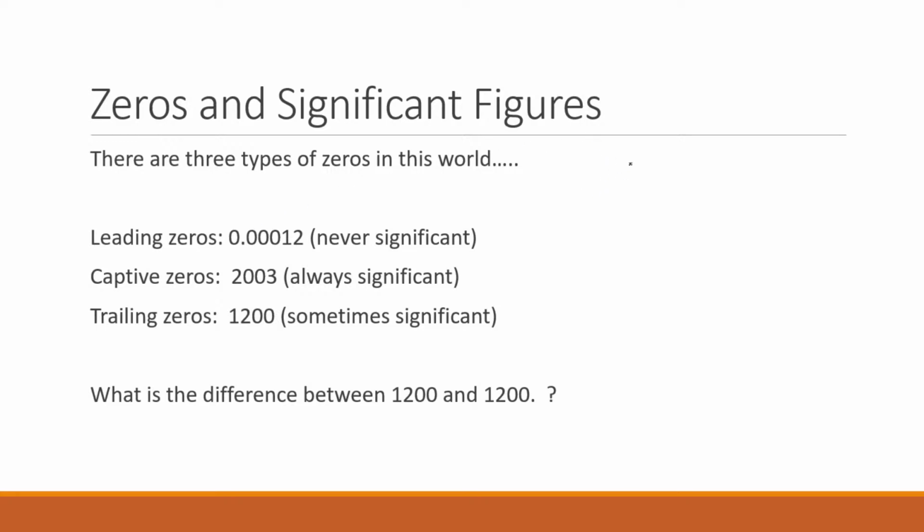The first rule is that leading zeros, zeros that come before any other number, are never counted as significant figures. They're never counted as measured. These zeros are here to show you the scale of your measurement. This is a very small 12. This is 12 hundred thousandths.